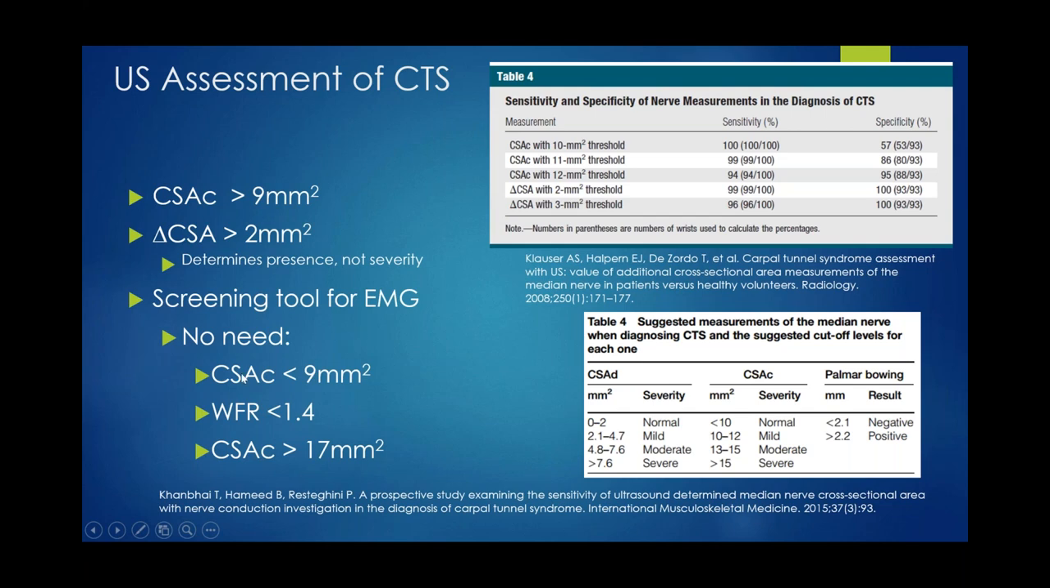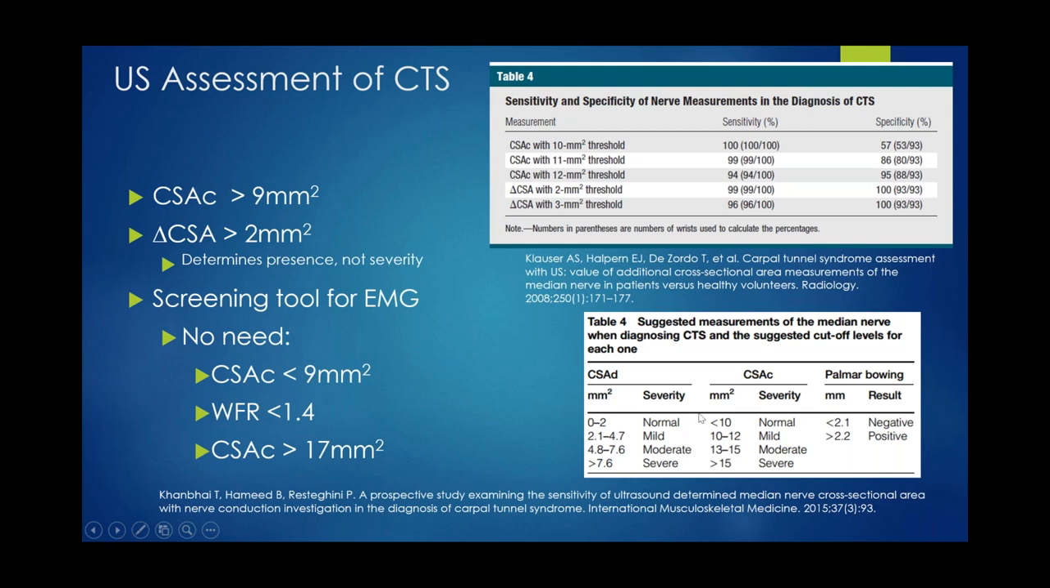Again, if the cross-sectional area of the median nerve within the carpal tunnel is less than 9, someone suggests that you do not need an EMG. If it is grossly enlarged at 17 square millimeters, then again, someone suggests that you do not need an EMG, as it is grossly apparent that they have median neuropathy at the wrist. This study at the bottom here has compared sonographic findings to that of electrodiagnostic findings, allowing us to give some degree of severity or involvement.